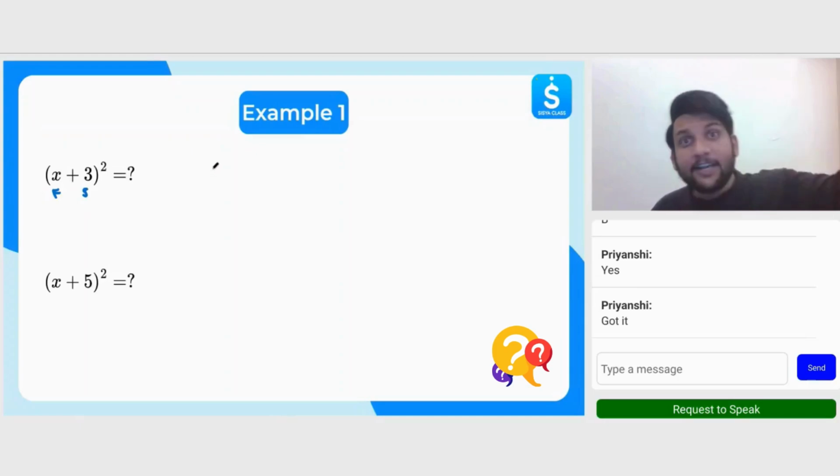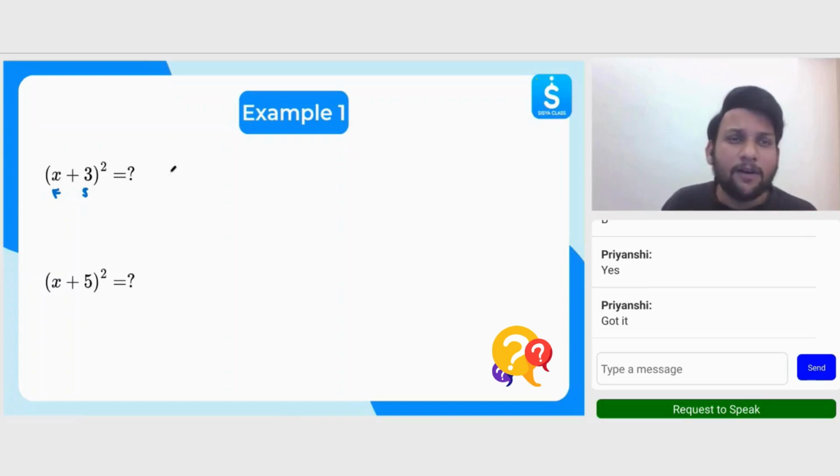Now, remember the identity (f + s) whole square. What we will do? We'll just square the first term. What is x square? x square only. Plus, what is 3 square? Let's write 3 square only, plus 2 times the product of the first term and the second term.